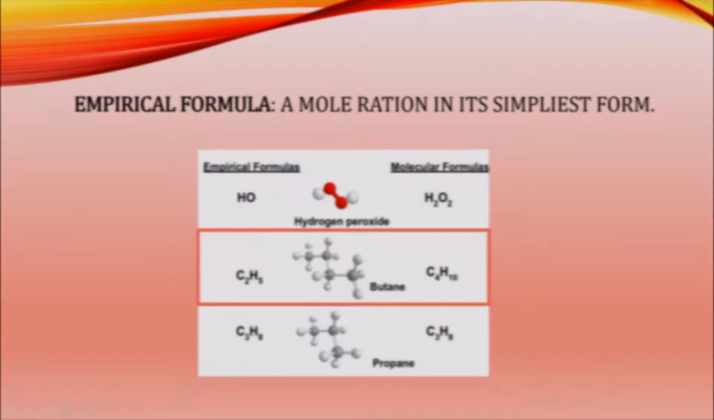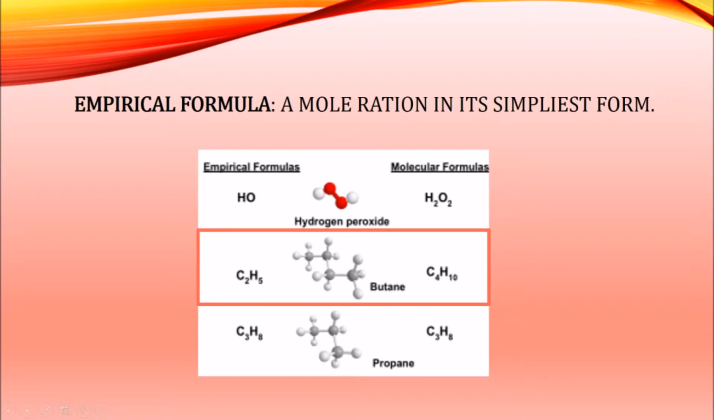The empirical formula is based on the mole ratio in its simplest form, and it's not the actual number or arrangement of atoms. Here is an example of empirical formula. In this picture, we see where the empirical formula originates from. Let's take a closer look at butane in the picture. If you notice the molecular formula of the compound, C4H10, its simplest form is the empirical formula, which is C2H5.